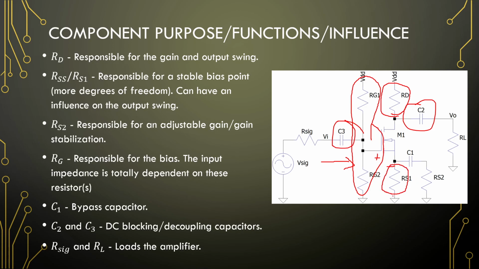RS, if it's bypassed like this one, is responsible for that extra degree of freedom when choosing our drain current, so it's more of a bias stabilization resistor. And the secondary one here, which is visible for an AC model, is for gain stabilization. So we have a huge gain but we want to stabilize it to something smaller, we can just add a small source resistor.